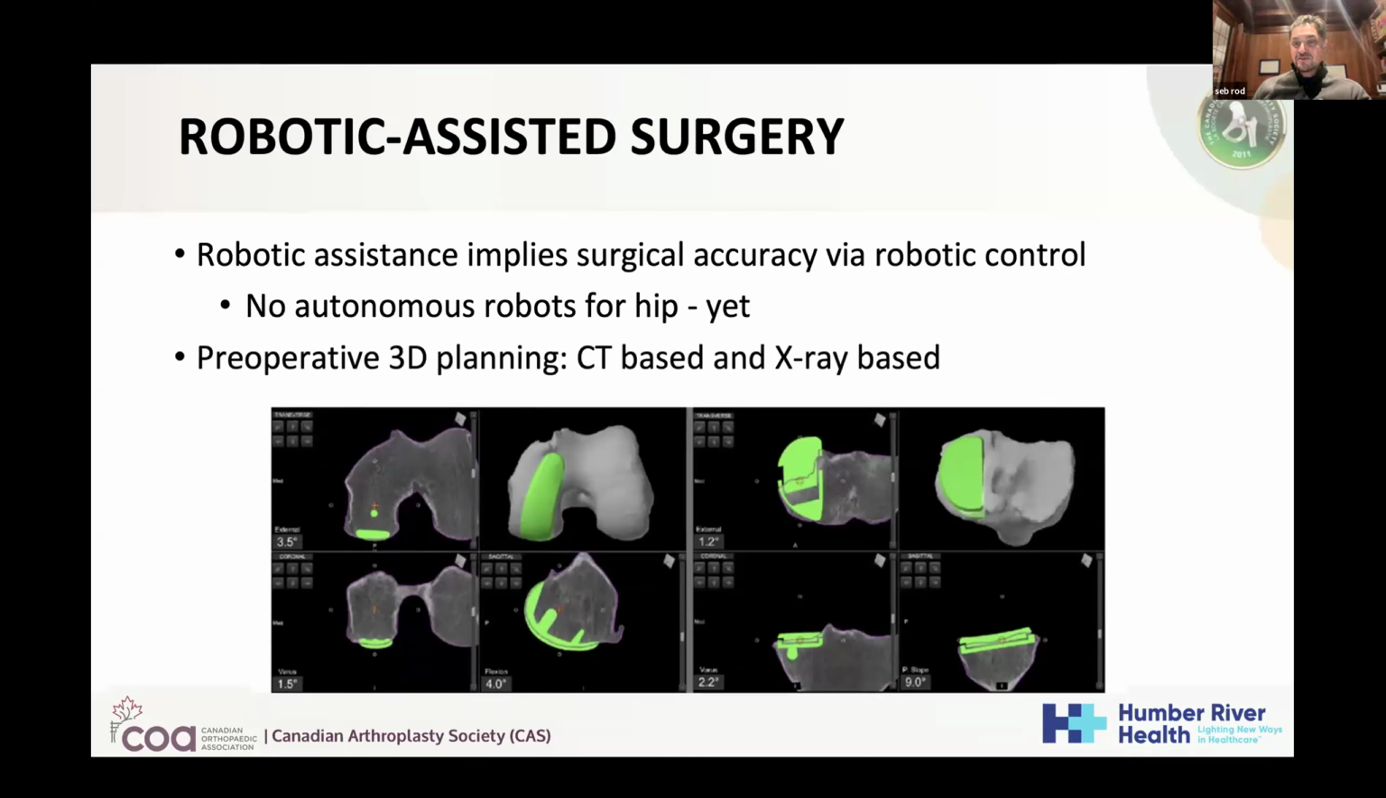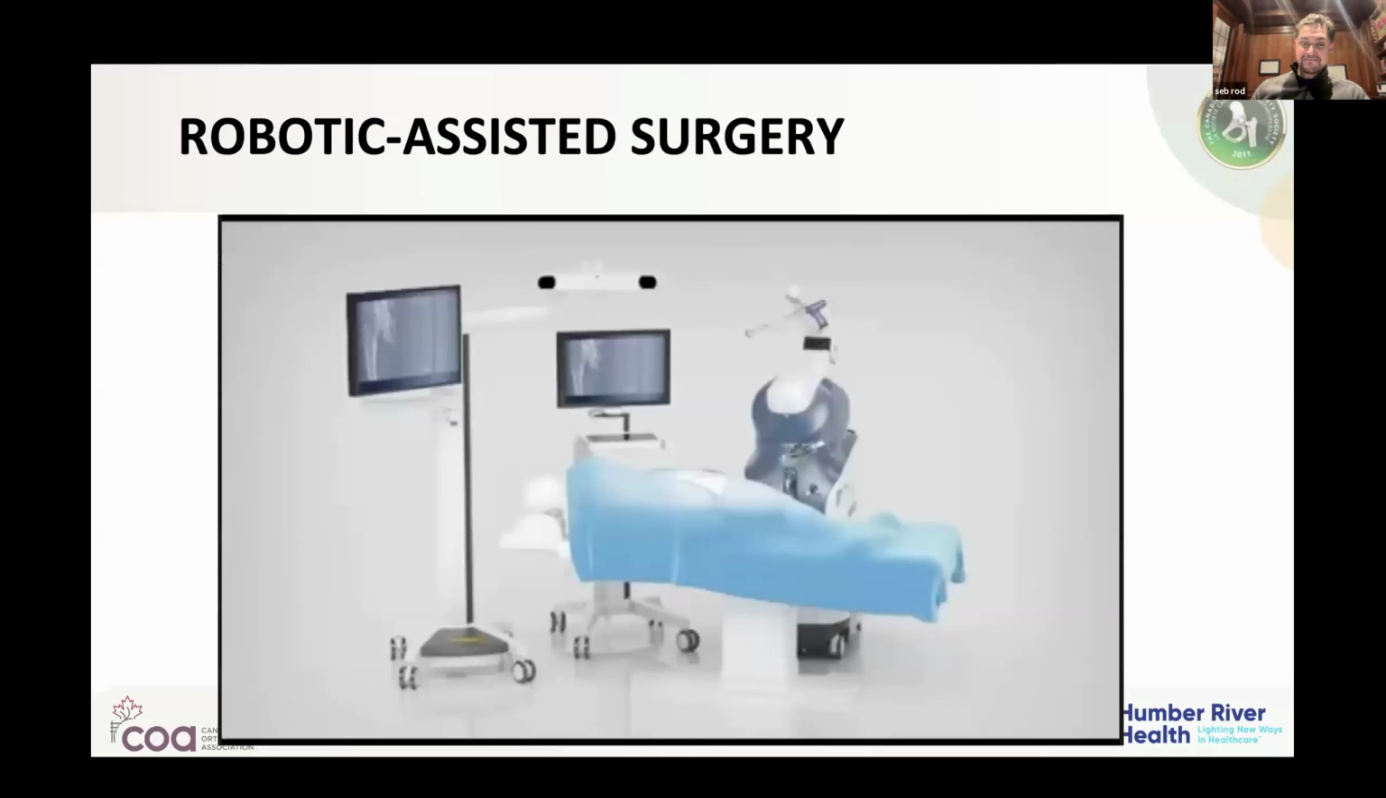In the case of most robots, you again have image-based surgical planning. If you start to use CT-based images, you can really get a high fidelity and reproducibility of component position. This is an example of a knee, but in hip as well, you can have reproducibility of component positioning that you otherwise would never have had with just looking at X-rays.